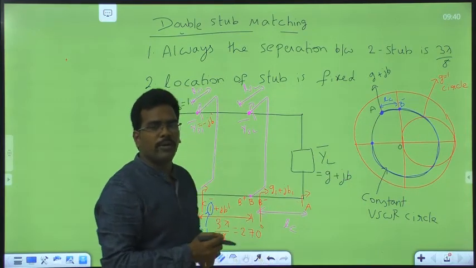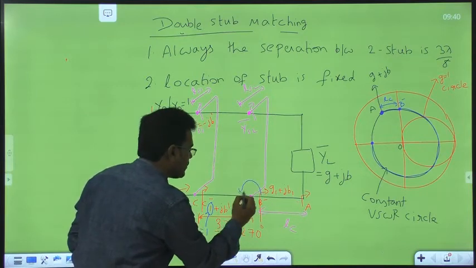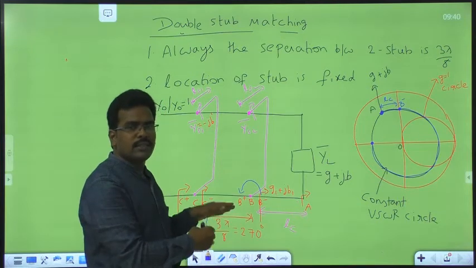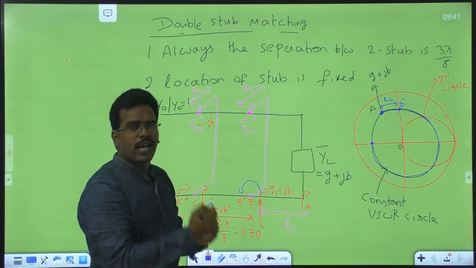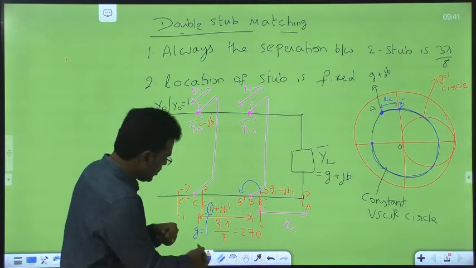So what I have to do is transform this B minus point to B plus in such a way that from the B plus point, if we travel a distance of 3 lambda by 8, it has to touch the G is equal to 1 circle.